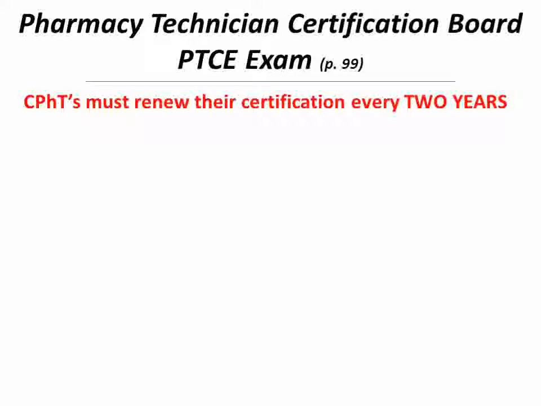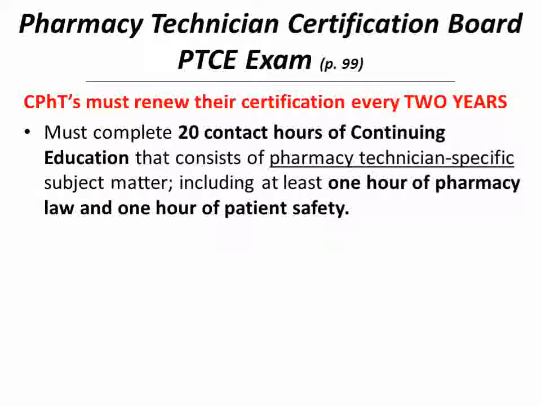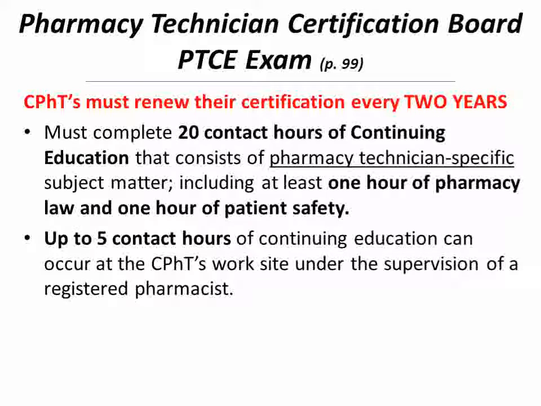Certified pharmacy technicians must renew their PTCB certification every 2 years, and this is done through continuing education. We must complete 20 contact hours of continuing ed every 2 years, and this is done by completing modules online. Out of the 20 hours, one of them must be focused on pharmacy law and one must be focused on patient safety. Currently, 5 of the 20 hours are given to you for free just by working in a pharmacy.